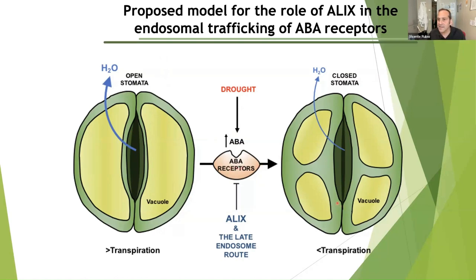But at some point, when water availability is optimal again, we need to desensitize the system. And this is going to be mediated by ALIX and the late endosome route to the multivesicular body trafficking pathway. So the plant is going to try to degrade the ABA receptors to reduce ABA signaling to revert the situation to the open stomata situation.